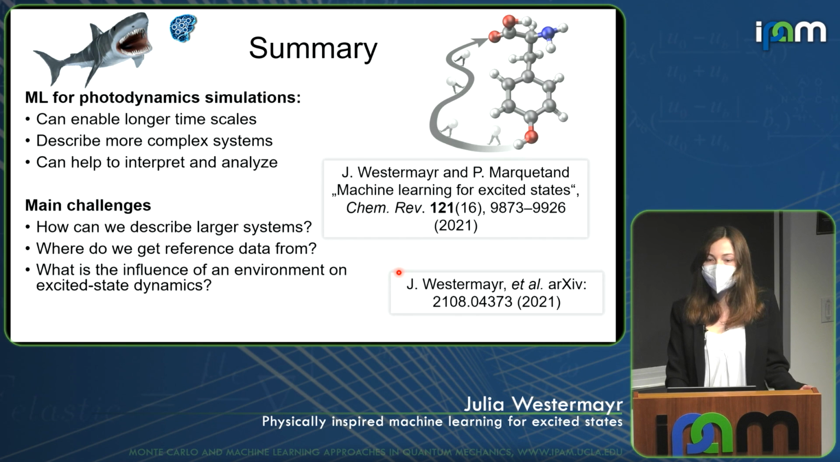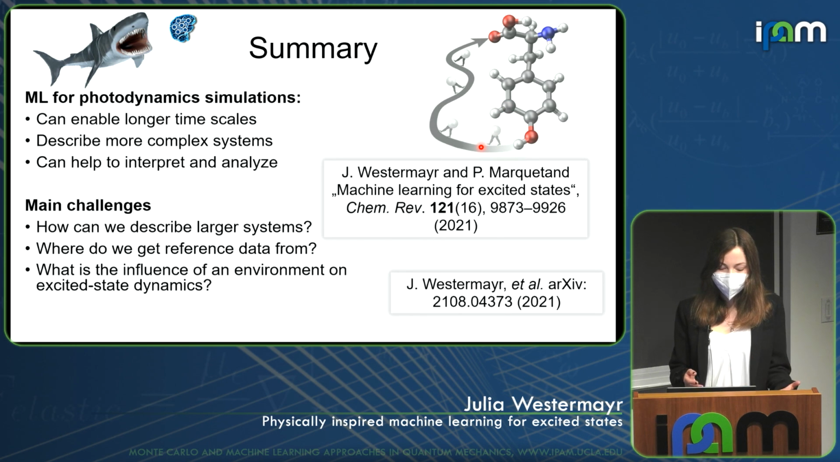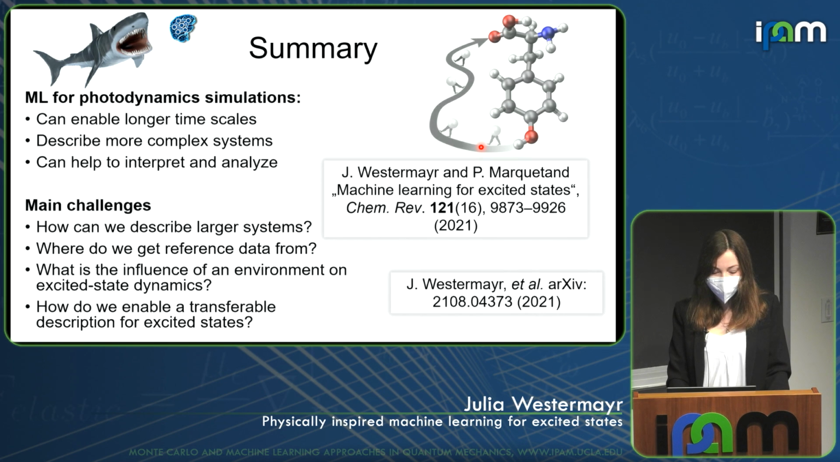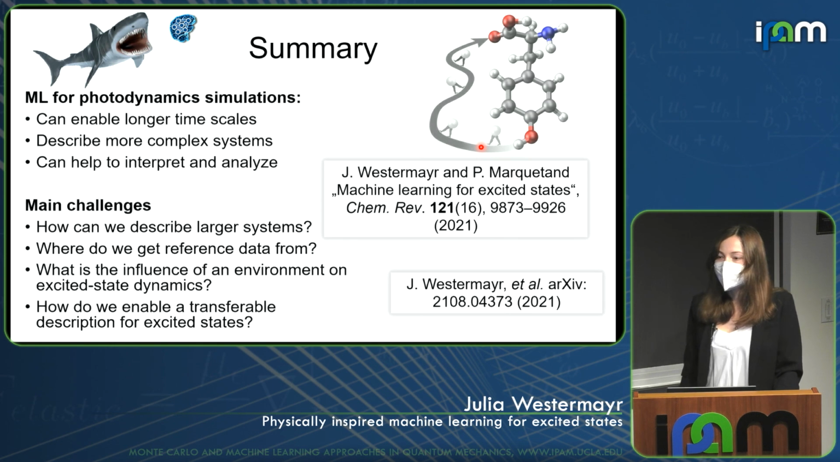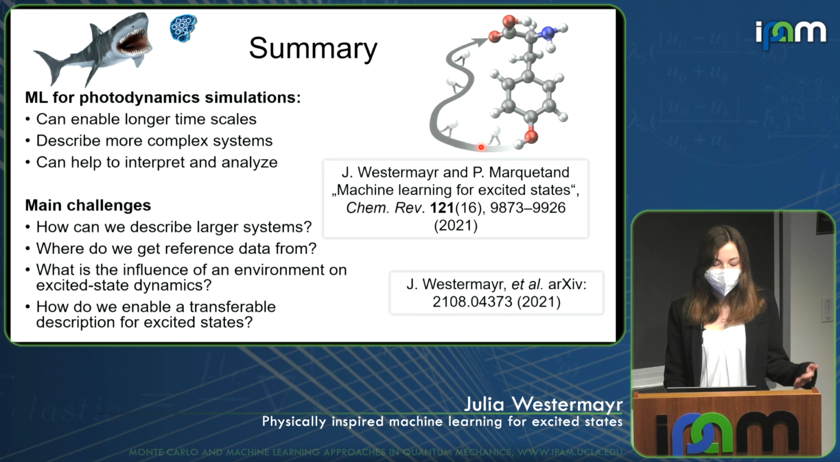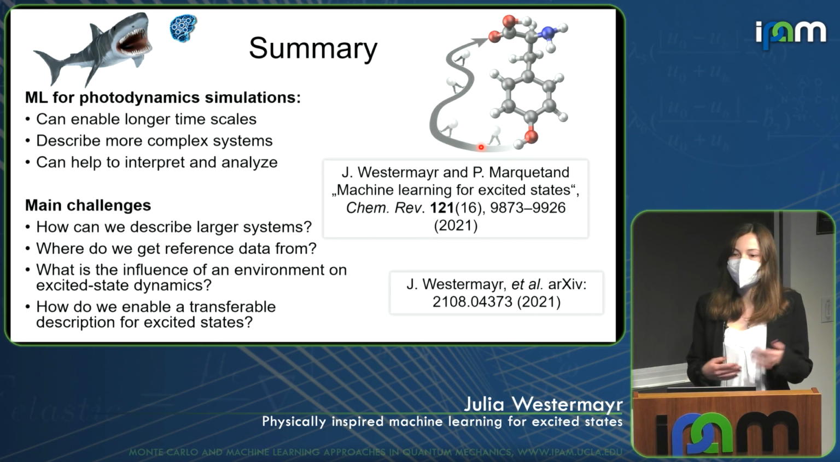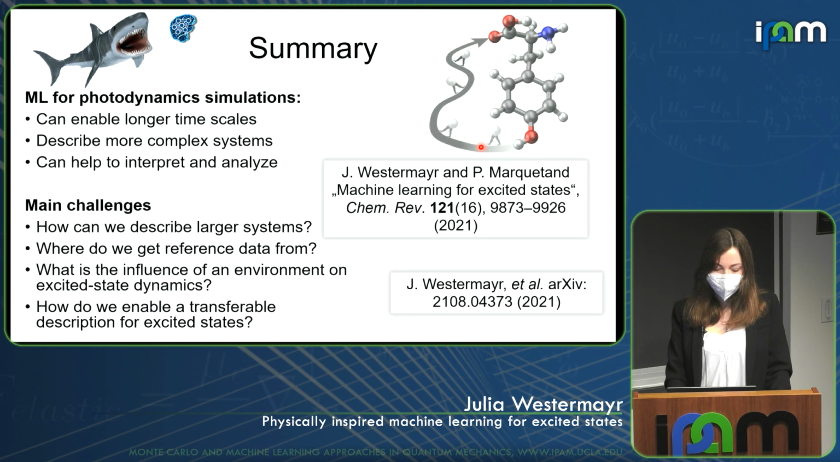Then it's also very important to study the influence of an environment, or a protein environment. So is roaming really, does it also exist in solution or in a more realistic environment? Another problem is, how do we enable a transferable description for excited states? Force fields for the ground state exist, but for excited states, they are really challenging. We don't really know whether singlet, triplet states, etc., are really transferable. And what about the couplings, the nonadiabatic couplings, spin-orbit couplings? How can we address this?